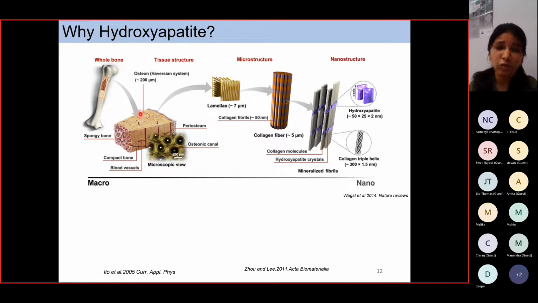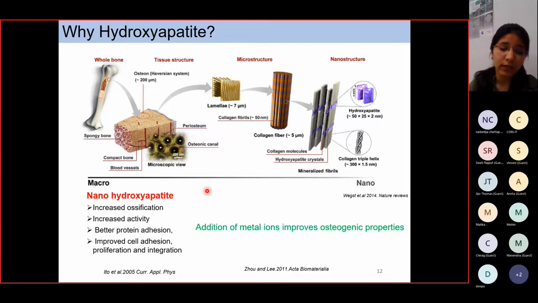So we have chosen ceramic based materials, in which we have gone for hydroxyapatite, as hydroxyapatite is present at the nano level structure of the bone. It is present in between the collagen nanofibrils, and these hydroxyapatite particles are known to give strength to the collagen fibrils. At the nano level scale, nano hydroxyapatite has been known to increase ossification as well as cellular adhesion and proliferation. A lot of new reports have shown that when we add metal ions like zinc, strontium, cobalt, etc. to it, it improves the osteogenic properties of nanohydroxyapatite. So based on the literature, we chose nanohydroxyapatite.